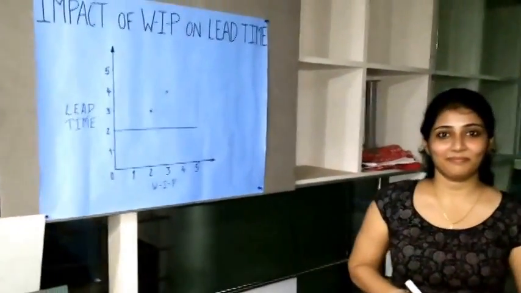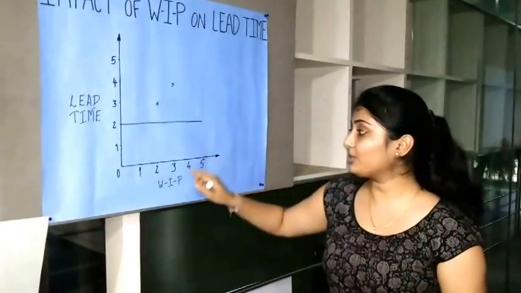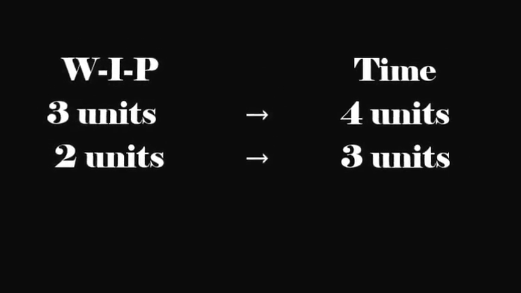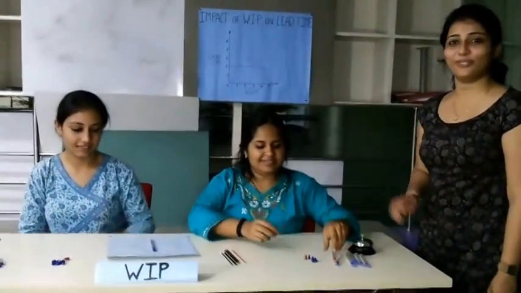So what has happened to the lead time? The lead time has reduced by 1 unit. By doing what? By reducing 1 unit of WIP. Now we keep only 1 unit of WIP, for which the simulation starts now.